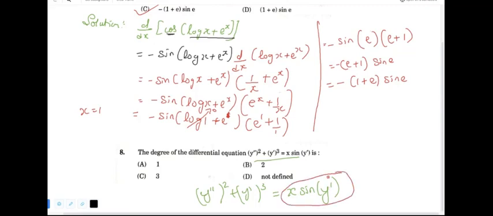If it is improper, that is, usually we have it as sine x, but in place of x it is a differential form y dash, so it is not a proper function. If it is not a proper function, so the degree will become not defined. The degree will be not defined.